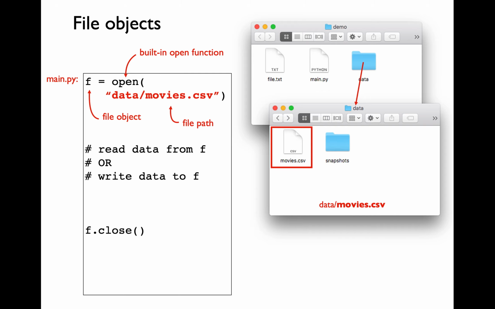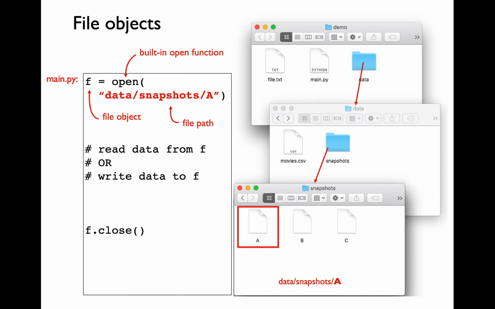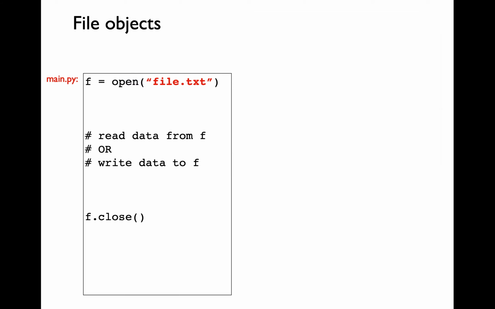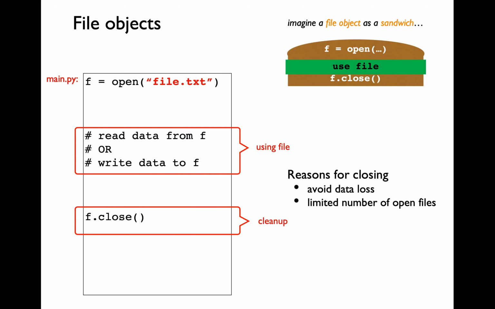Let me give you one more example. Let's say that I'm trying to open a file inside the snapshots directory. I would just say data/snapshots/a. After you get the file object, you're going to be able to use it to read the content of the file. We'll come back to this shortly. Before that, let me talk about the close function call.